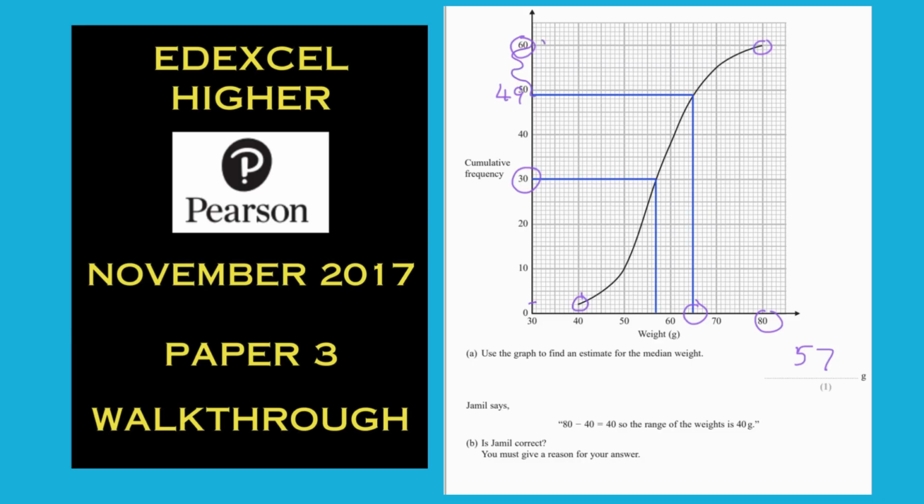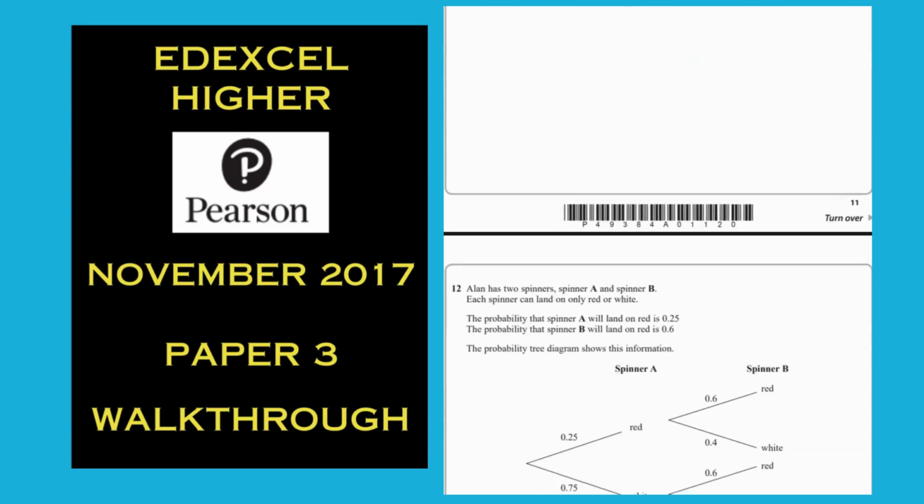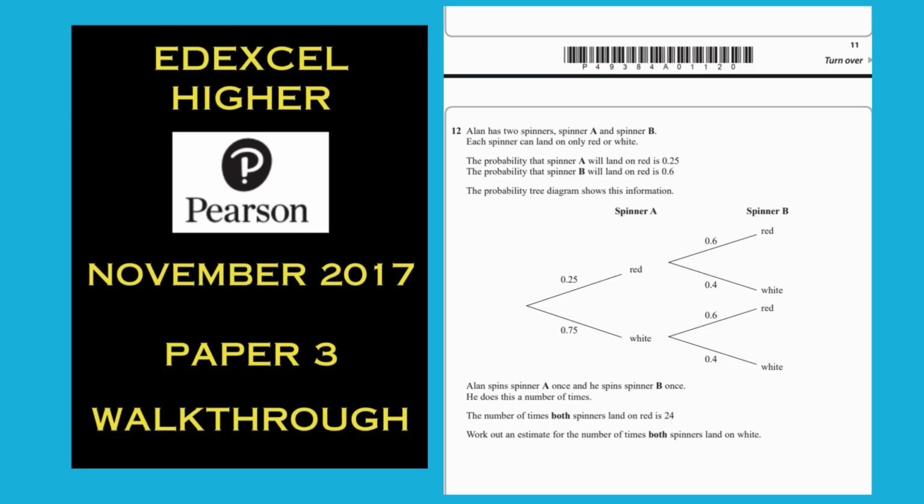So in terms of greater than, that's the above. I'm saying that out of these potatoes, 11 of them are above. So 11 potatoes out of the 60 potatoes, times it by 100 to get a percentage, and I get 18.3 recurring percent. As we can tell, it's obviously less than 25. That's all you need. Don't overcomplicate, don't waffle.